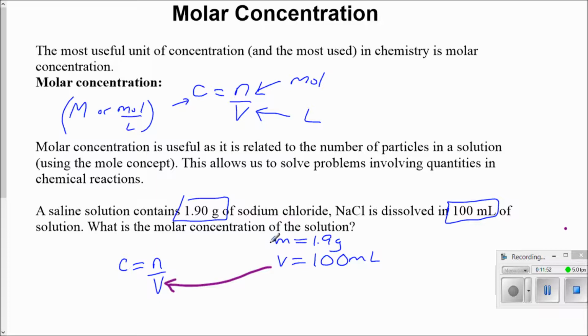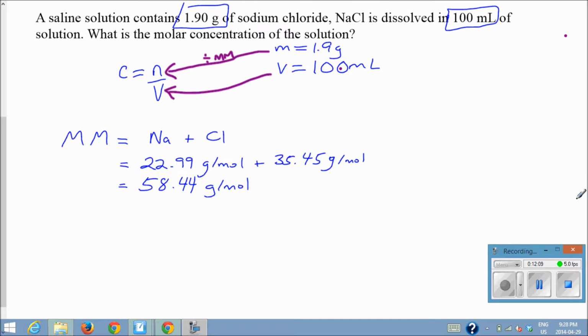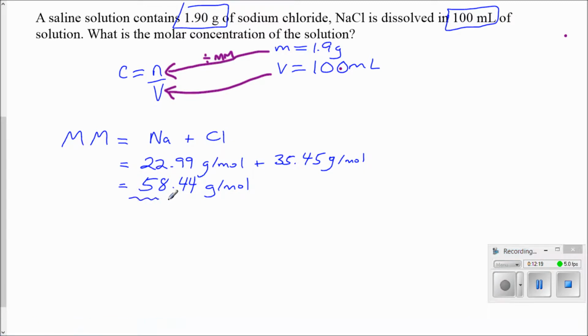I don't know the moles. Well, we also know mass, and we know from our previous unit that we can convert this to moles by dividing it by the molar mass. So that's actually what we're going to do. We're going to take our volume, convert it to liters, take my mass, convert it to moles, and then substitute in. So the first thing that I'm going to do here is find the molar mass of sodium chloride, because that's what I have. 1 sodium, 1 chlorine: 22.99 plus 35.45 equals 58.44 grams per mole.